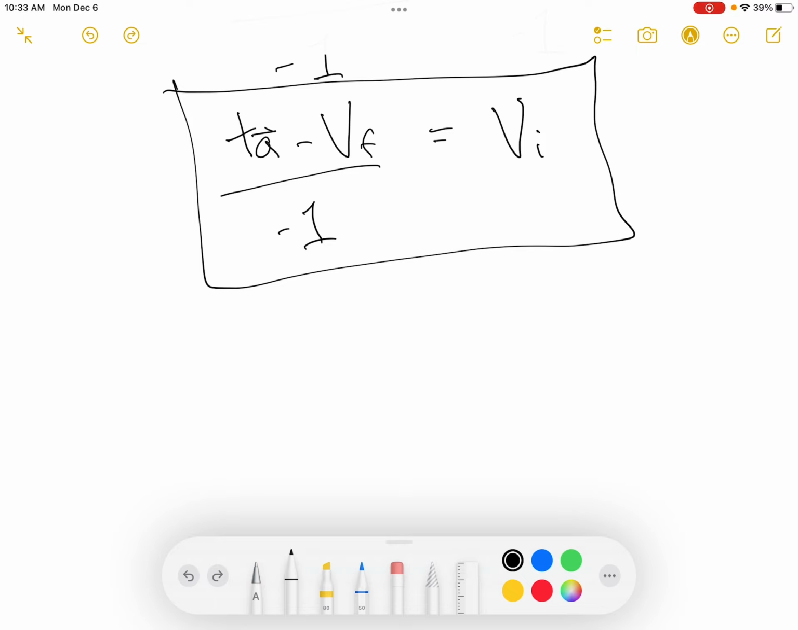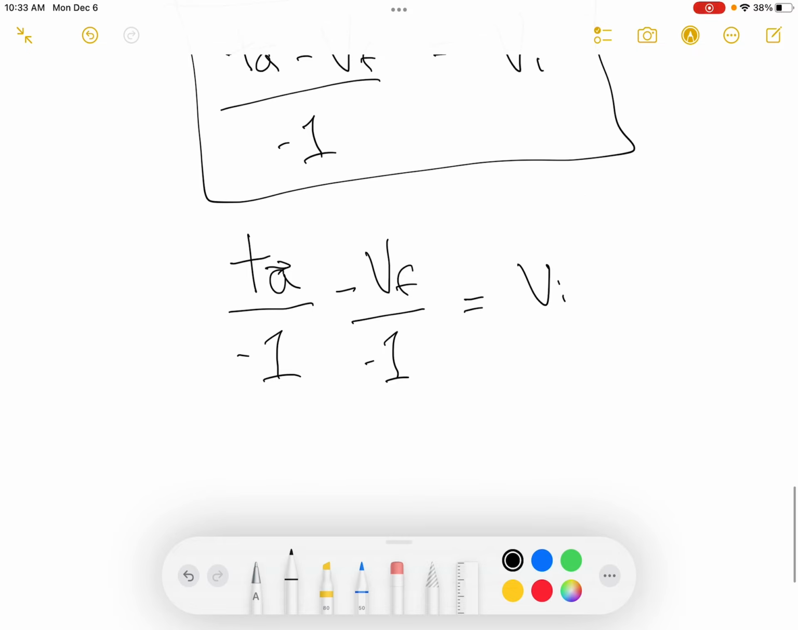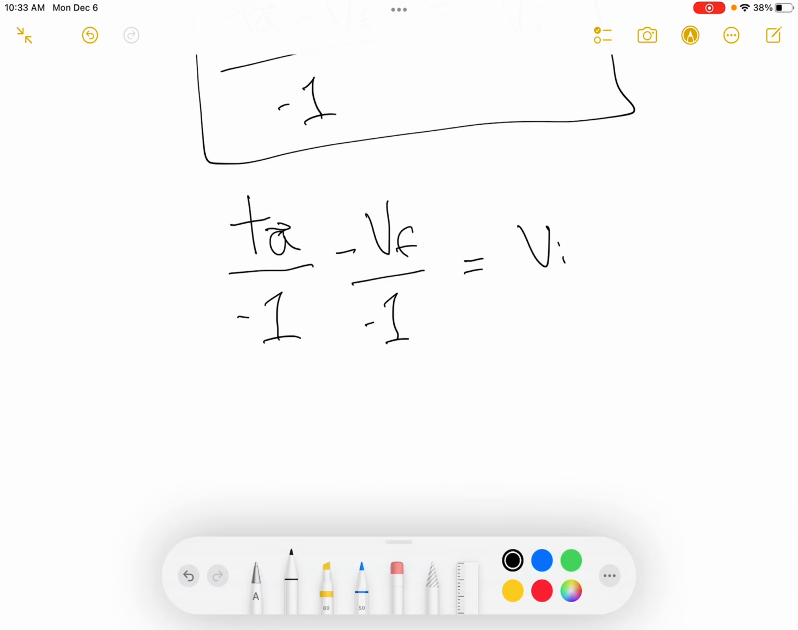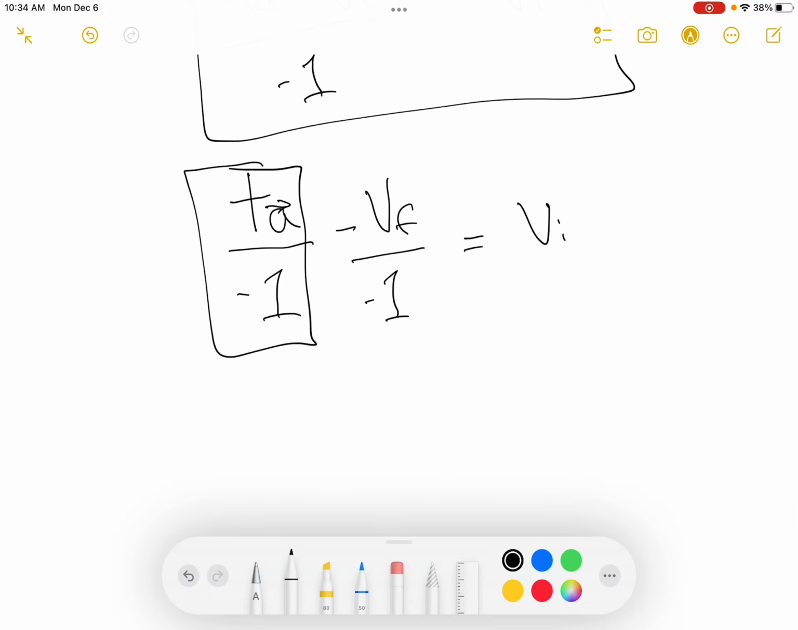Let's split up the denominator. So let's rewrite this as time times acceleration divided by negative 1 minus the final velocity divided by negative 1. And all this is going to do on that side there, when you divide by negative 1, really the only thing that it does is flip the sign of that chunk of your equation here. So we can rewrite time times acceleration divided by negative 1 as just negative time times acceleration. And we can rewrite negative final velocity divided by negative 1 as just plus final velocity.